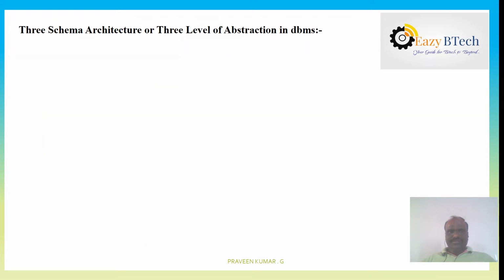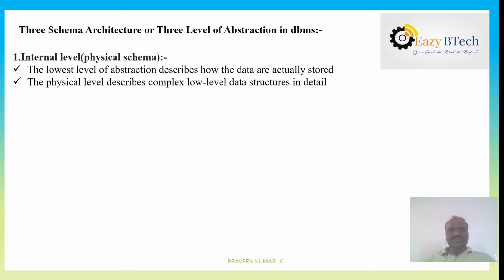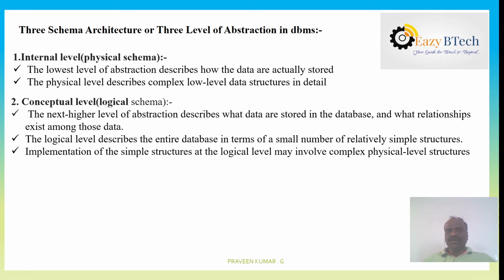First we discuss each individually. First, the internal level or physical schema. This is the lowest level of data abstraction, describing how the data are actually stored. The physical level describes complex low-level data structures in detail. For example, in the previous session, when we discussed the ER diagram as a data model, we saw a person who wants to construct a house. Before he constructs the house, first he meets a civil engineer. The civil engineer has to give a plan. That is nothing but the physical schema.